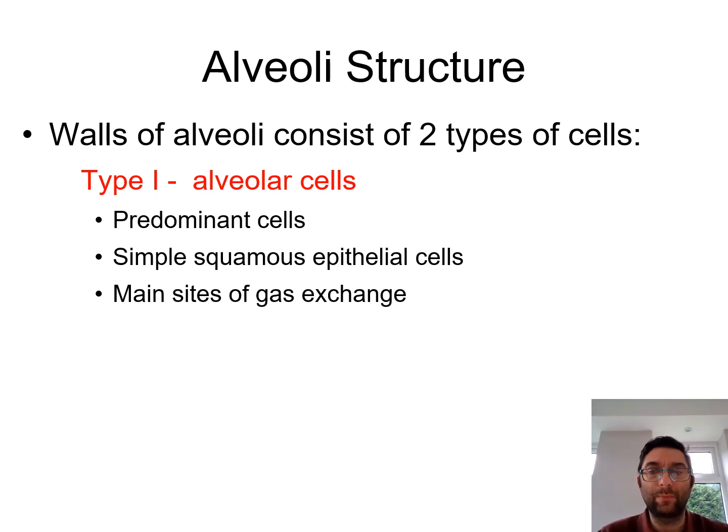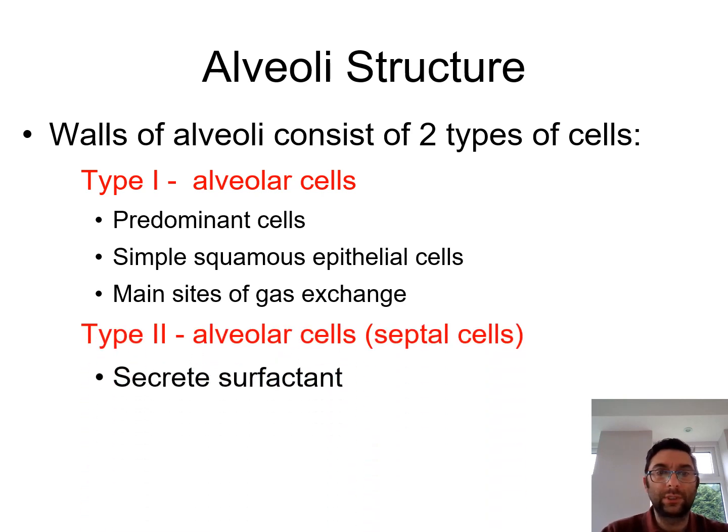Okay, so squamous simply means scale-like, and so these are very, very thin single cell layered cells, and they make up the bulk of each alveolus, and this is the main site of where gas exchange occurs.